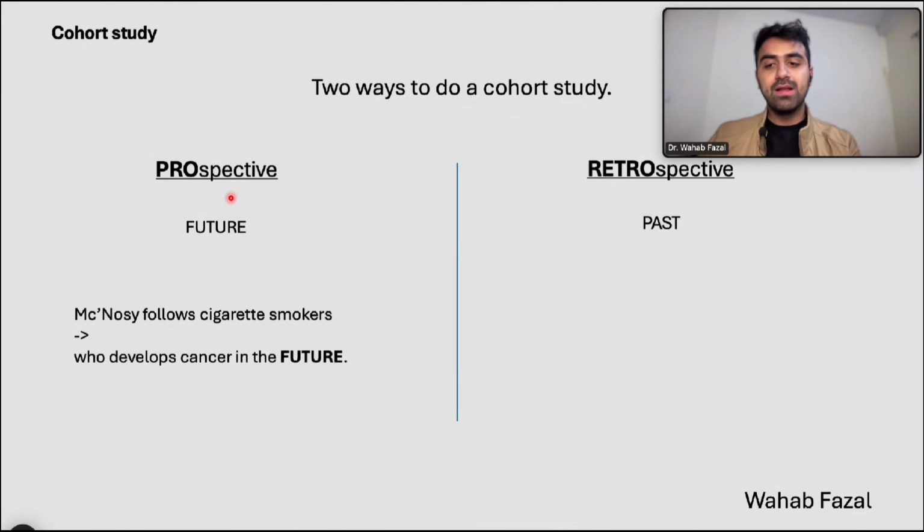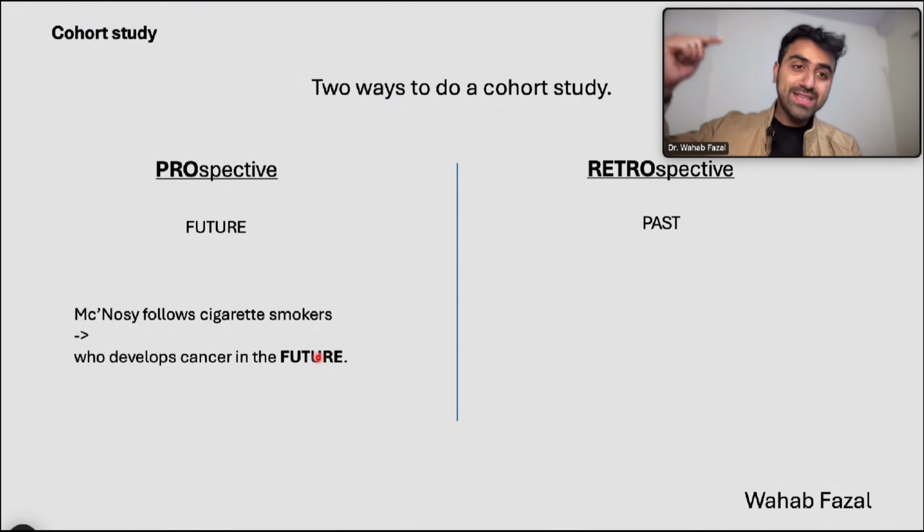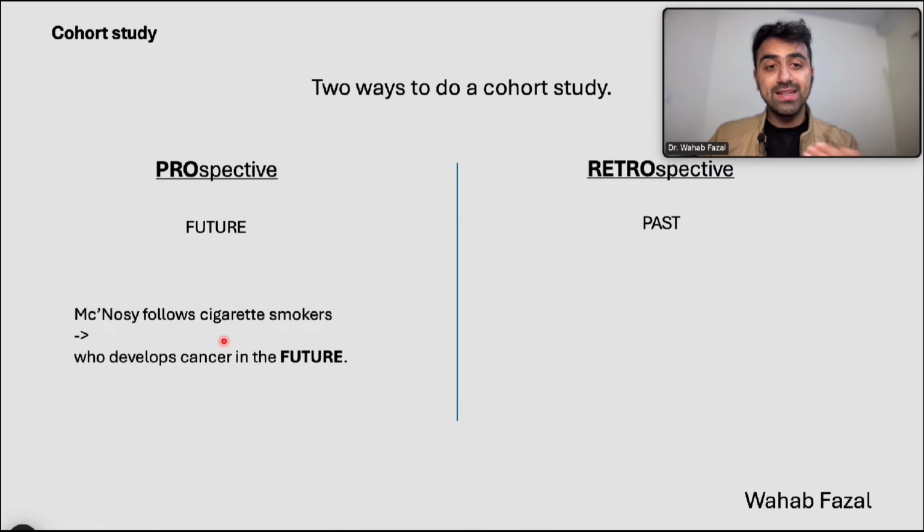Let's take an example. McNosey follows cigarette smokers to see who develops cancer in the future. What's our exposure in this case? I'm repeating this again and again for you to understand this is how questions work. They want you to know the exposure, they want you to know the outcome, then they want you to understand how you make the groups and what type of study this is. So he follows the cigarette smokers and sees who develops cancer in the future.